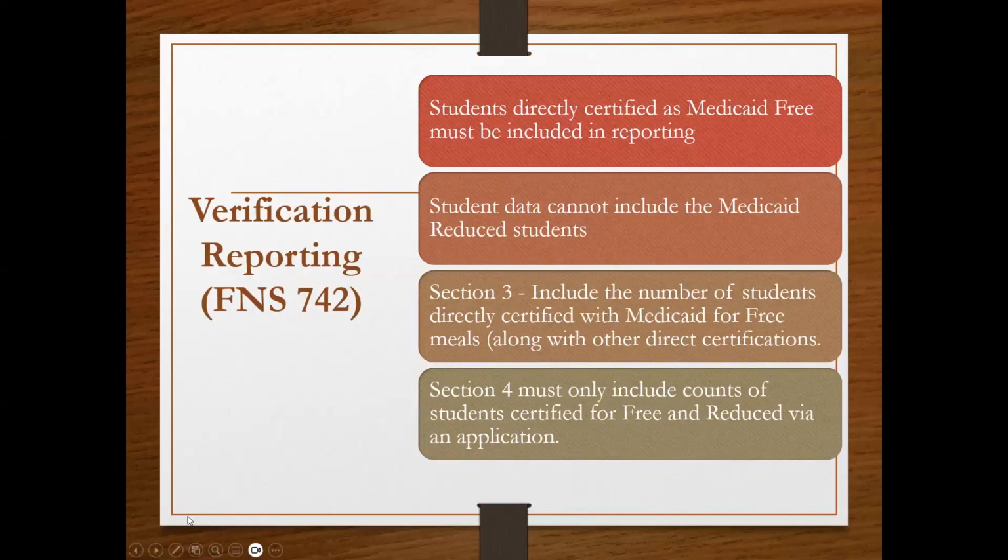Now, we did talk about the verification collection report, which is where you're going to report all of this information, starting on November the 18th. You want to make sure that if a child is directly certified as Medicaid free on the DC list, the child and all applicable children in the household are included in the verification collection report.